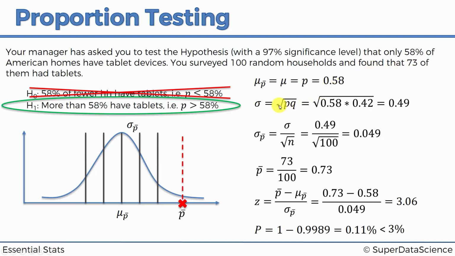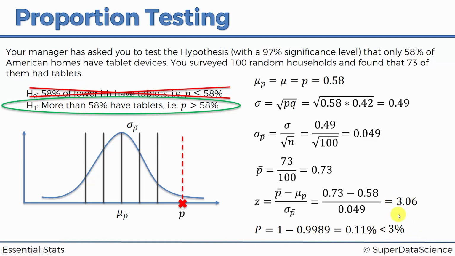If you selected 100 random households and you only got 61%, then this would be different. This would be the same, but this would be less, 0.61, and this would be much smaller. So it wouldn't be 3.06, it would be much smaller, and therefore you wouldn't get that.